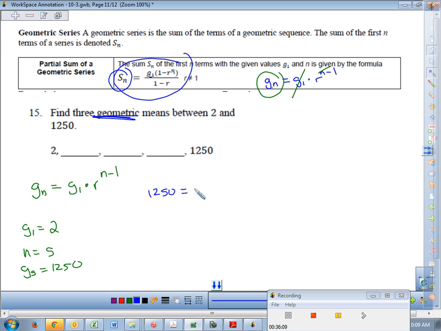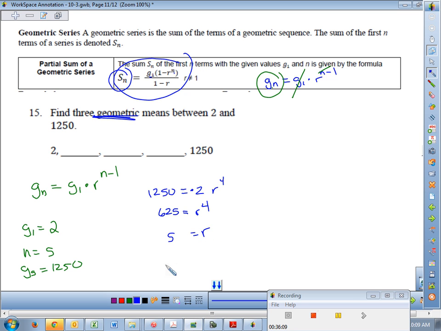The first term, which is a deuce, times R to the n minus 1 power, so isn't that really a 4th power? Correct-a-mundo. What's our first move? Divide by 2, 625, right? Now how do you get rid of the 4th power? 4th root it, right, by raising it to the 1/4 power. What's the 4th root of 625?